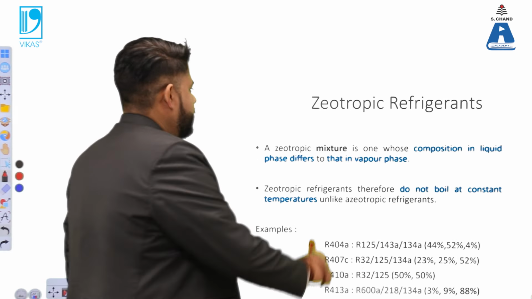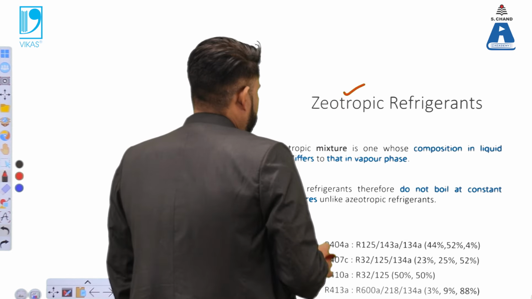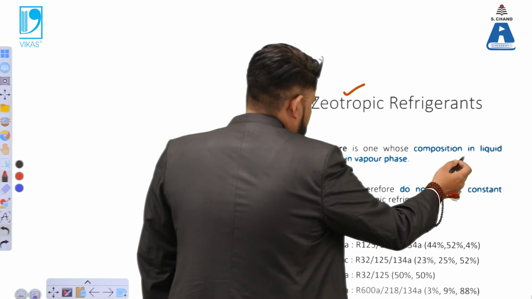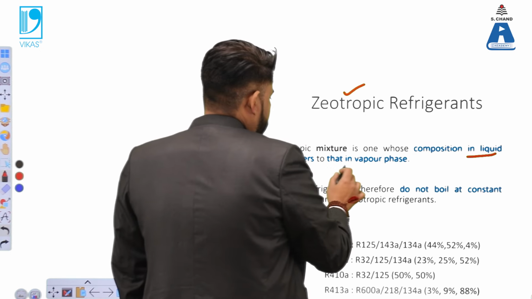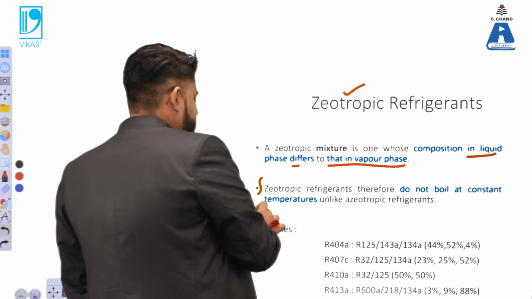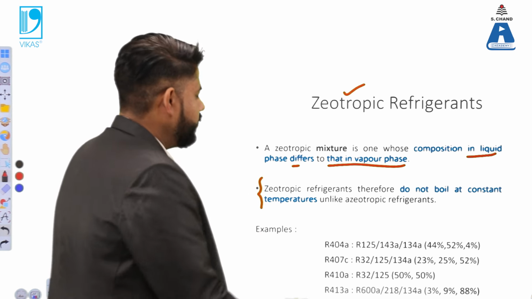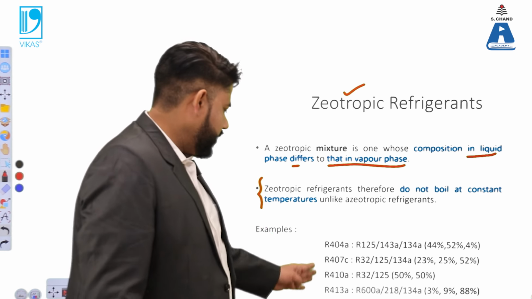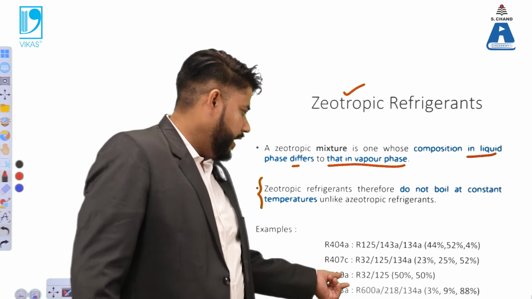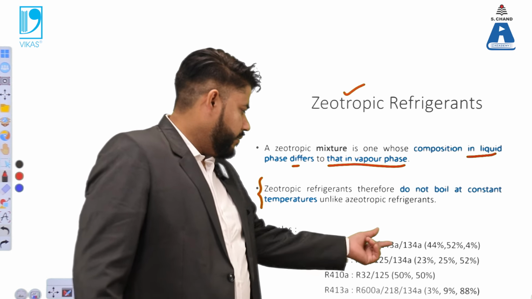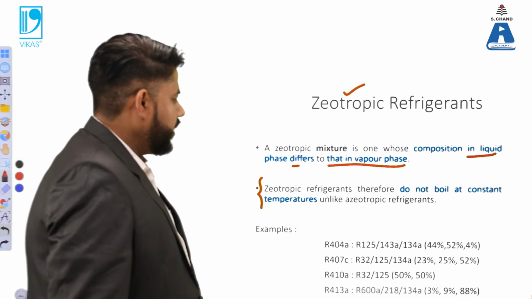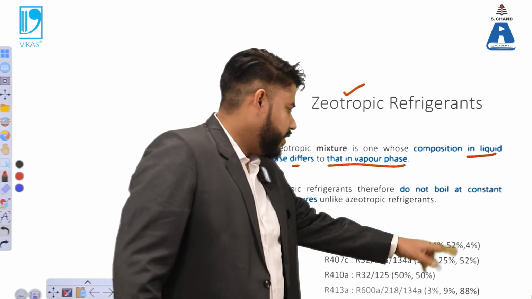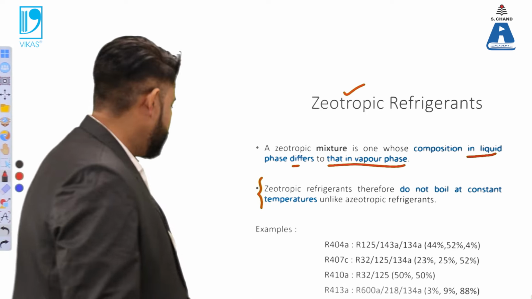Now you have another category, which is zeotropic refrigerants. This is the category in which the composition in the liquid phase differs from that of the vapor phase. So zeotropic refrigerants do not boil at a constant temperature, unlike the azeotropic case. These are basically represented by the letter A, and can be a combination of these three, R125, R143A and R134A, having compositions of 44%, 52% and 4%.